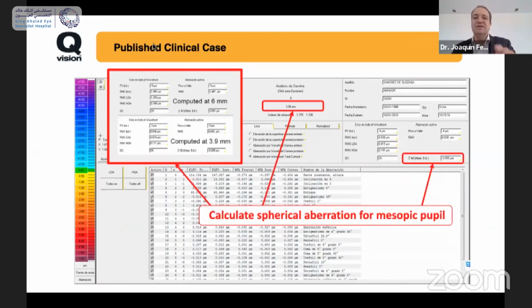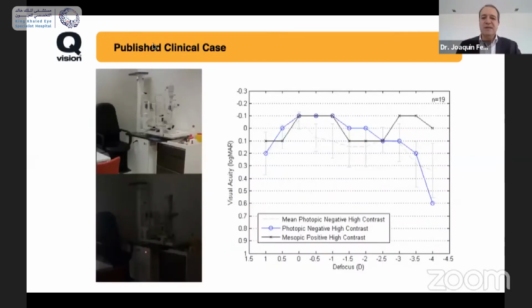If we calculate the spherical aberration for the mesopic pupil of this patient, you can see how on the right-hand side the Z40, the spherical aberration, reduced dramatically. So we decided to implant this multifocal lens in the patient. You can see the discontinuous line, the mean of the defocus curve of our sample. In blue, you can see the photopic defocus curve, and in black, the mesopic defocus curve.